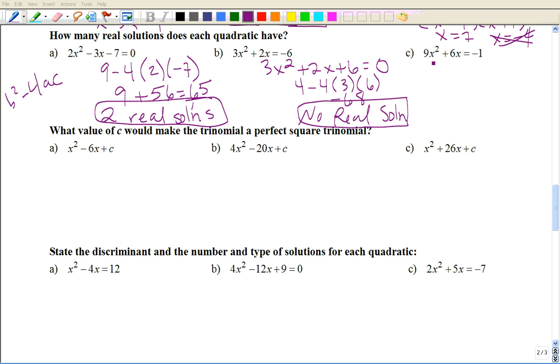Okay, now for part C. 9x squared plus 6x equals -1. So I'm going to put this into standard form. So I have 9x squared plus 6x plus 1 equals 0. So b squared is 36, minus 4 times a, which is 9, times c, which is 1. So 36 minus 36 gives us 0. If that is 0, that means we only have one real solution.